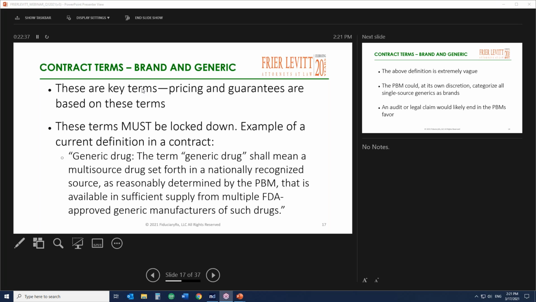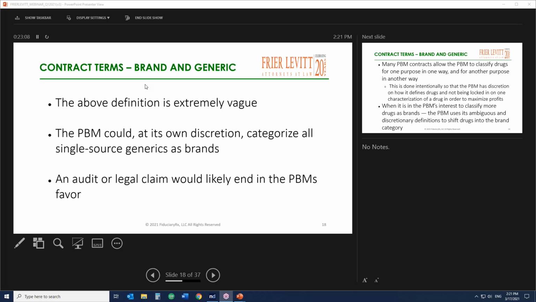This is a very, very loosely defined term for a few reasons. First, it does not specify the pricing source. Second, the PBM has absolute discretion to use whatever pricing source it deems as reasonable. Third, it does not define what sufficient supply is. And lastly, it suggests that single source generics are not categorized as generic drugs, which will lead to many, many, many issues.